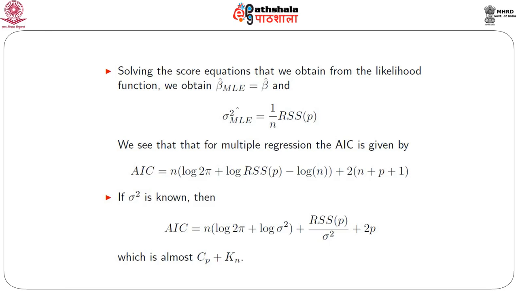with p predictors. We see that for multiple regression, the AIC is given by AIC equals n times (log 2 pi plus log of the residual sum of squares for the model with p predictors minus log n) plus n plus 2 times (p plus 1). If sigma squared is known, then AIC equals n times (log 2 pi plus log sigma squared) plus RSS_p divided by sigma squared plus 2p.